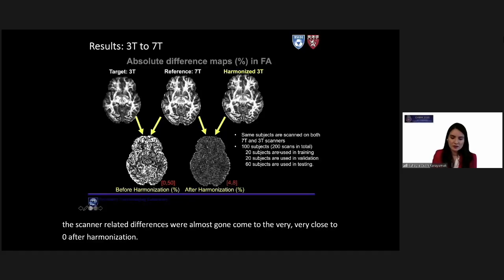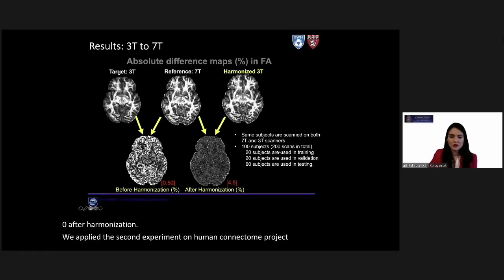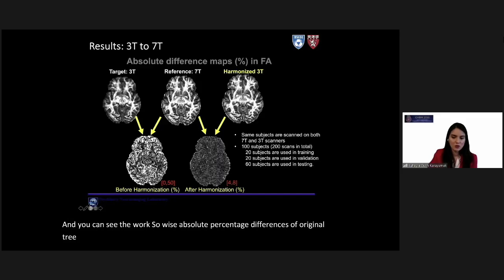We applied the second experiment on Human Connectome Project 3 Tesla and 7 Tesla scans, and you can see the voxel-wise absolute percentage differences of original 3 Tesla scans for one subject before harmonization, and these differences were extremely minimized after harmonization.